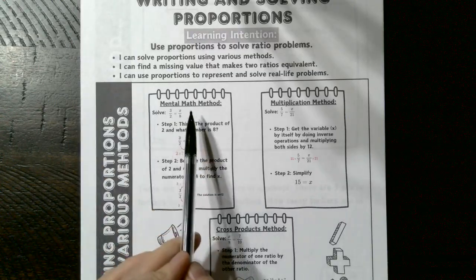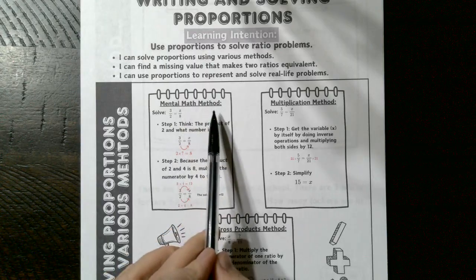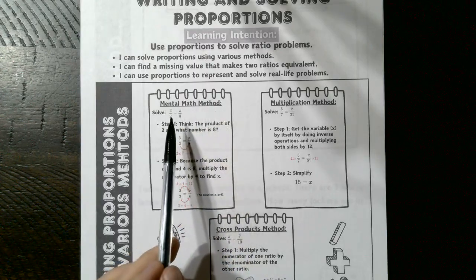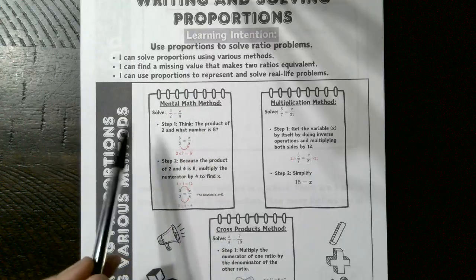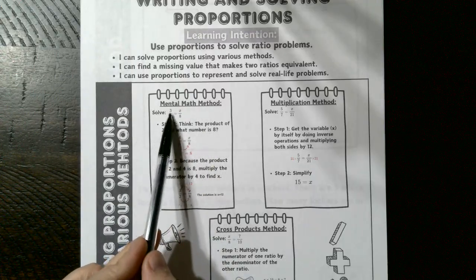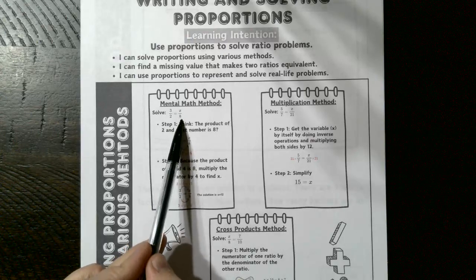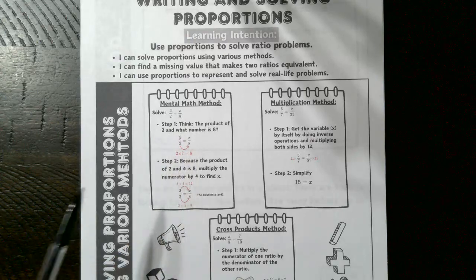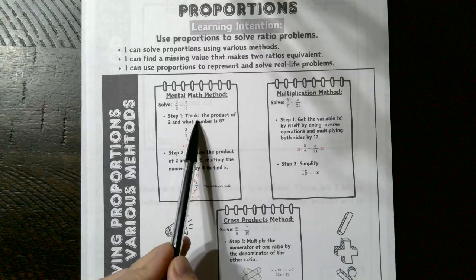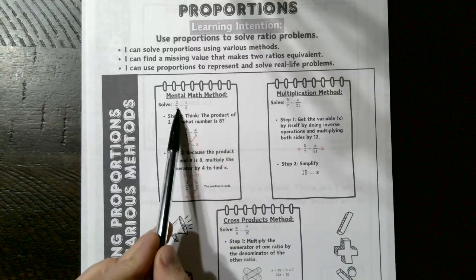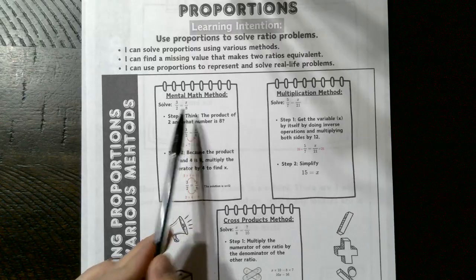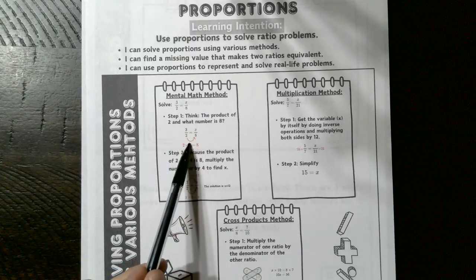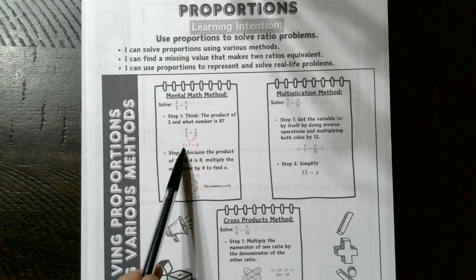So our first method is the mental math method. Sometimes we talk about this all the time, but what if I can just do it in my head? Great. That is actually a method. So solve 3/2 equals x over 8. So our step one with the mental math method is to think, the product of 2 and what number is 8? Okay. So 2 times what makes 8?